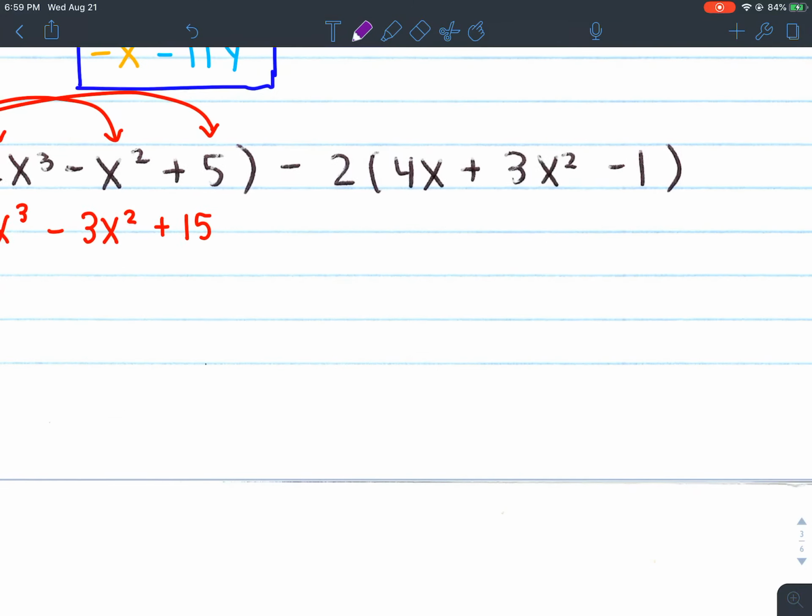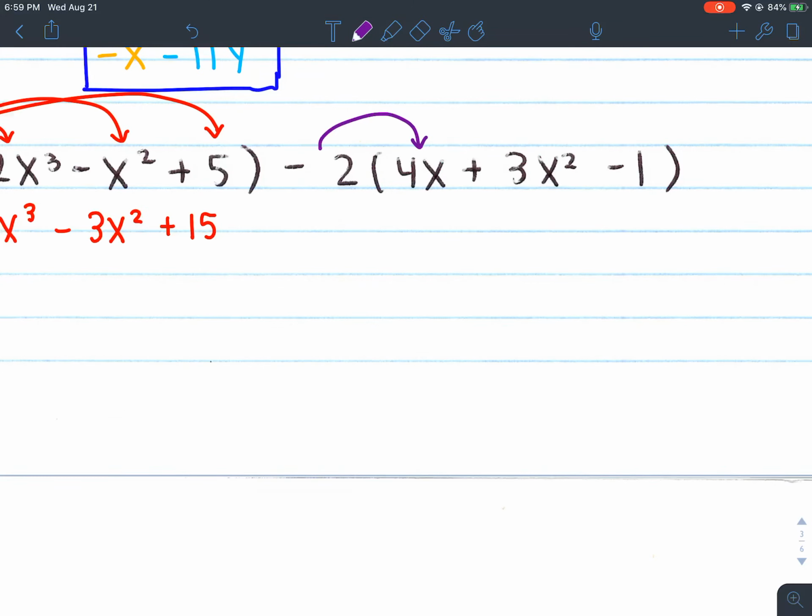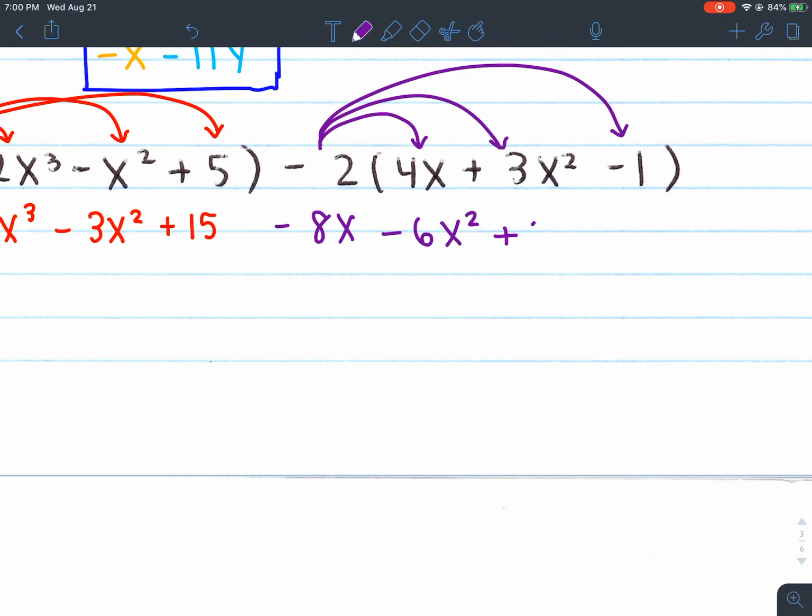And then over here, I have a negative 2 I need to distribute. So negative 2 times 4x is going to be negative 8x. Negative 2 times 3x squared is negative 6x squared. Negative 2 times negative 1 is positive 2.